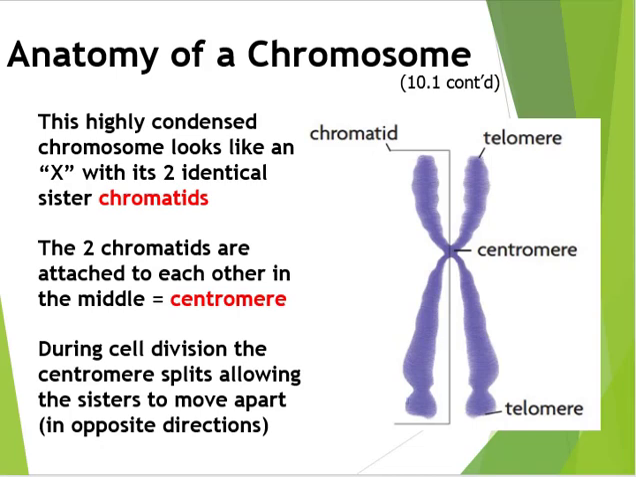So let's take a look at the anatomy of a chromosome. This is the DNA in its condensed form, and it looks like an X. This X-shaped structure has identical sides, and those sides are called sister chromatids. So there's a right and a left chromatid. They're held together in the middle by a tiny button-like structure called a centromere. The tips of the chromatids are called telomeres, and they are associated with the aging process. During cell division, the centromere splits, allowing the sister chromatids to move apart in opposite directions to become part of the daughter cells once they separate.